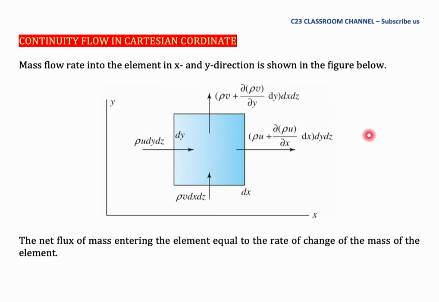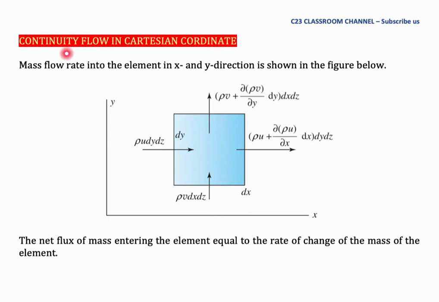First, we are focusing on the continuity flow in Cartesian coordinates. Let's say we have a particle or control volume like this. So the mass flow rate into the element in the x and y direction is shown in this figure.